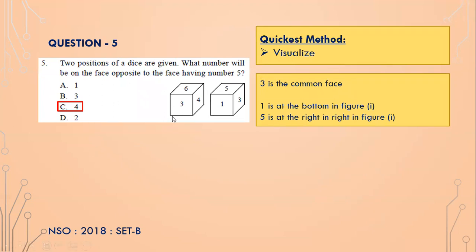In this, 1 is at the bottom and 5 is on the right side, because when you put the figure like this, 1 will face us and 5 will be in the top, isn't it? So which of the faces will be opposite to 5? If 5 is here, then which is the opposite face? 4. The face opposite 5 is 4.